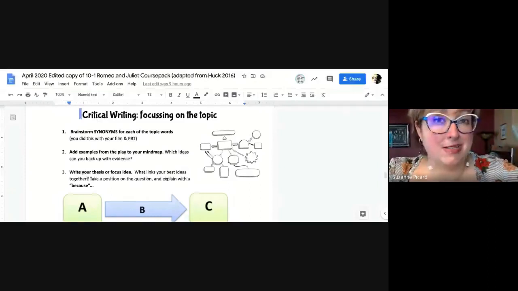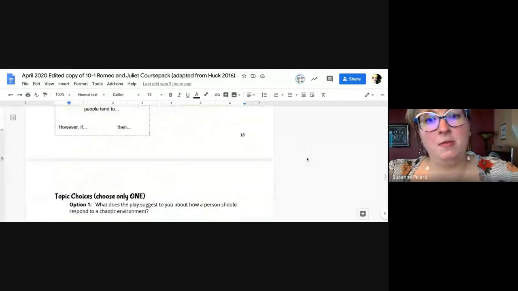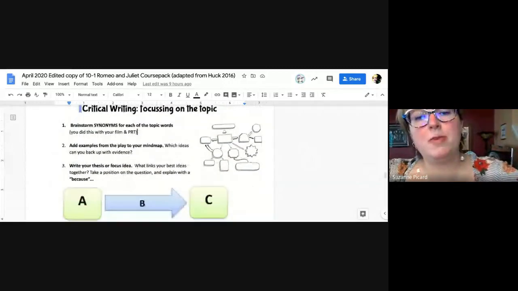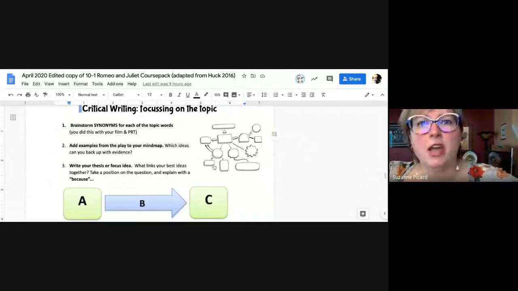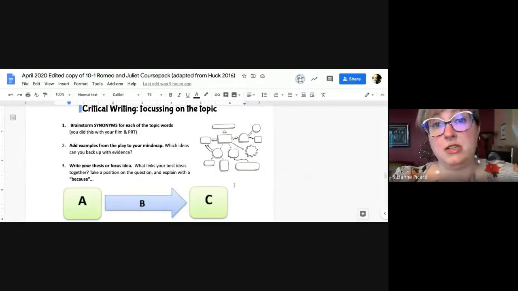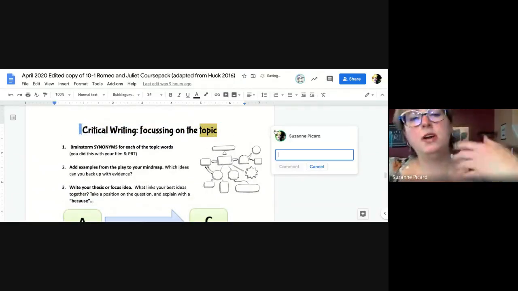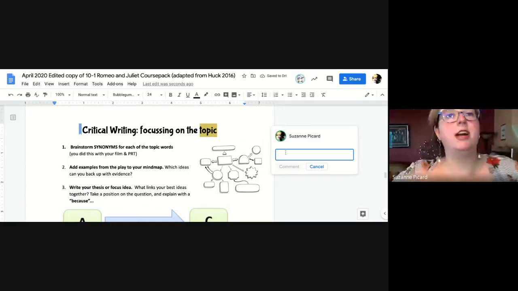diagrams about process. Okay, so I'm inside of the Romeo and Juliet course pack on page 18, and you can see there's two images after you've done your basic brainstorming about the topic. And the one I'm going to use today is the topic of the role of courage.